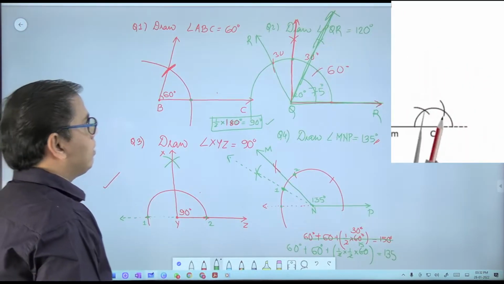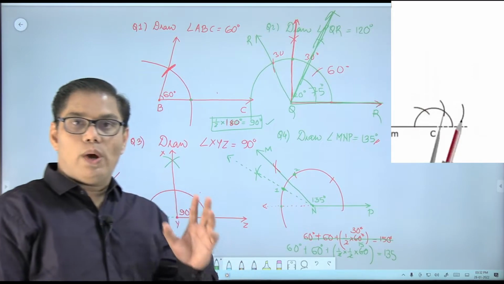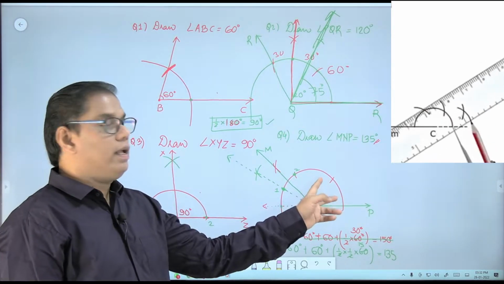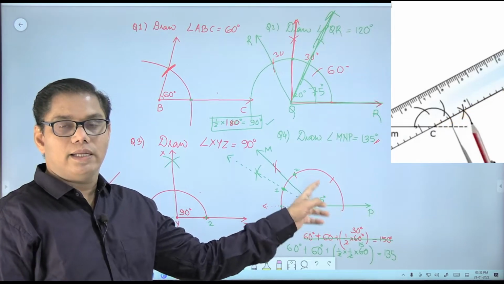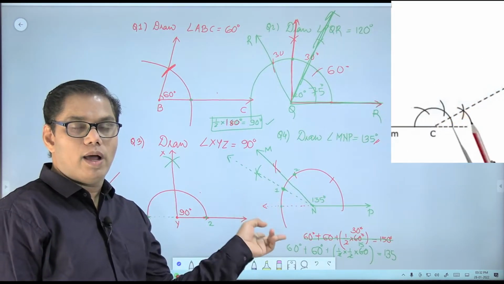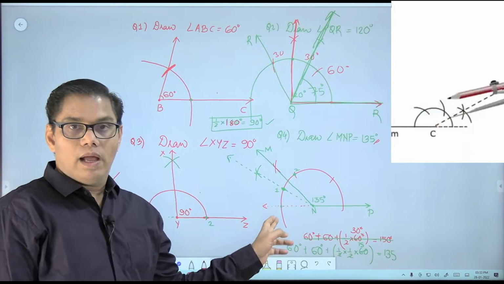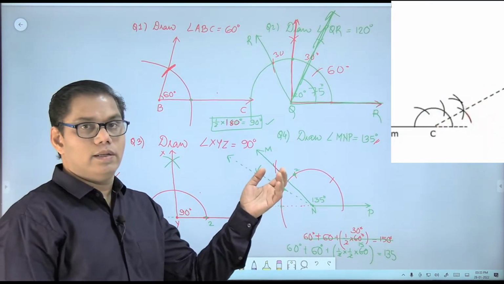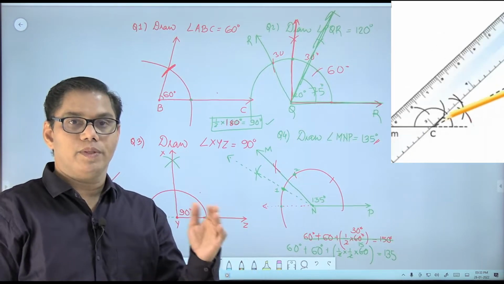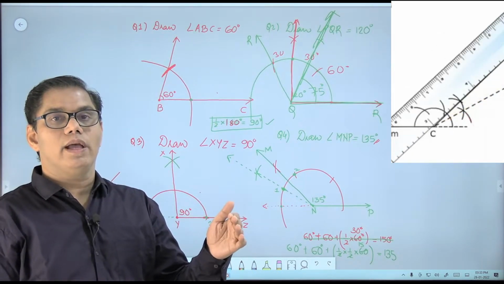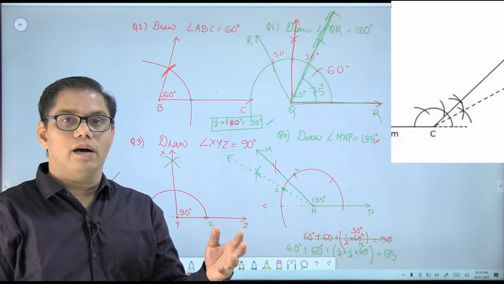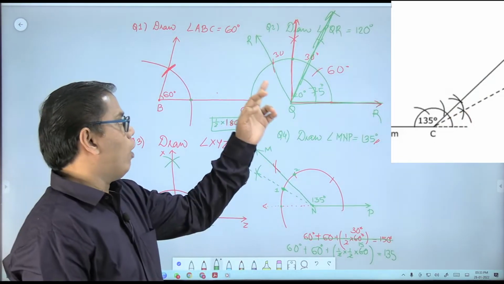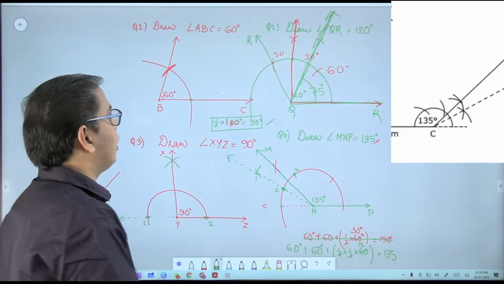All in all, what is the moral of the story? For drawing an angle, you can draw directly in multiples of 60, like 60, 120 and 180. And if you want any angle other than 60, then you have to calculate. If it is 30 degree, 60 plus 30, 90. So if it is in terms of 30 degree, you draw one bisector. And if you want 15 degree, you will have to draw two bisectors.